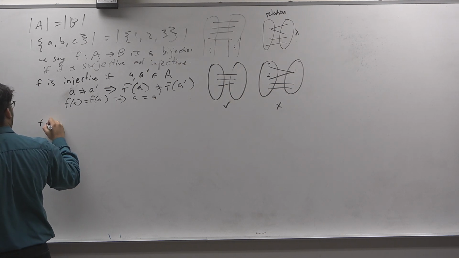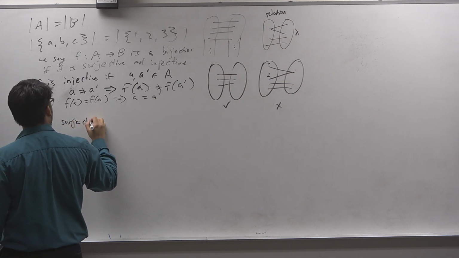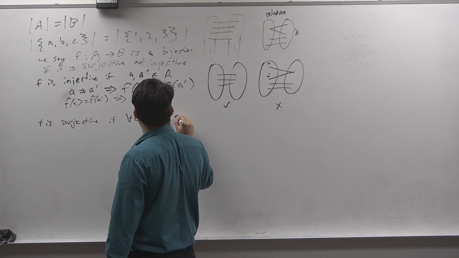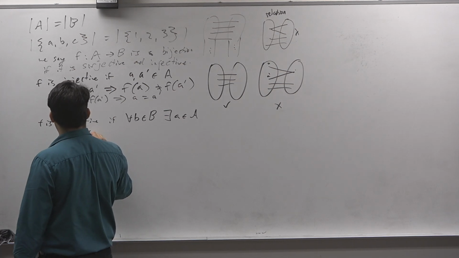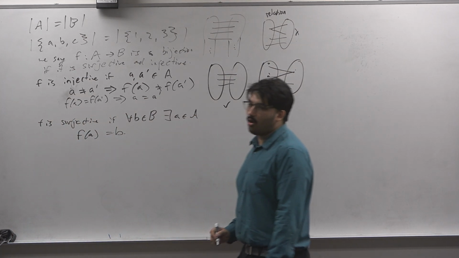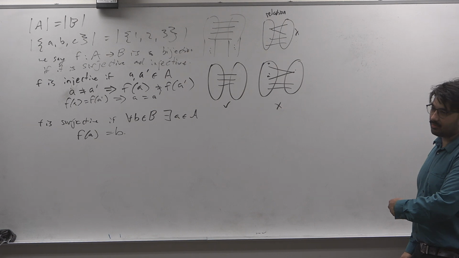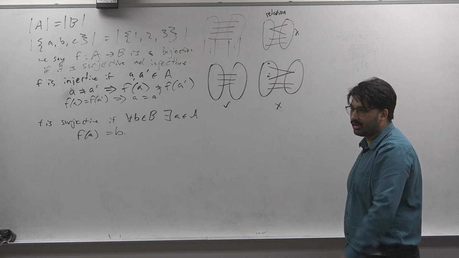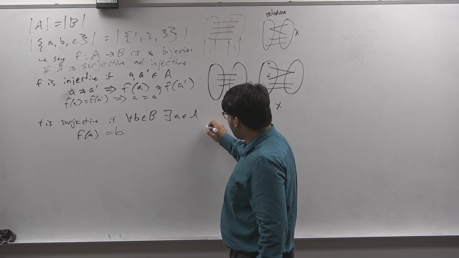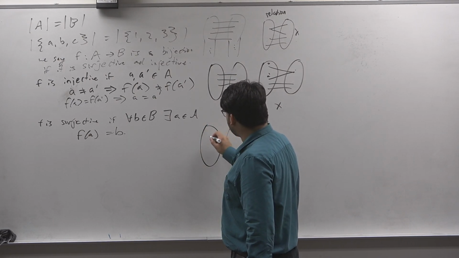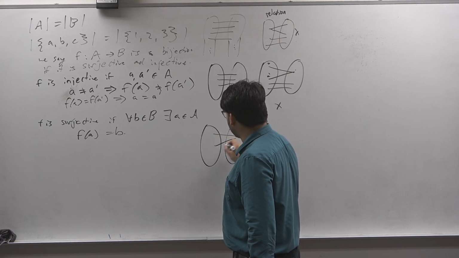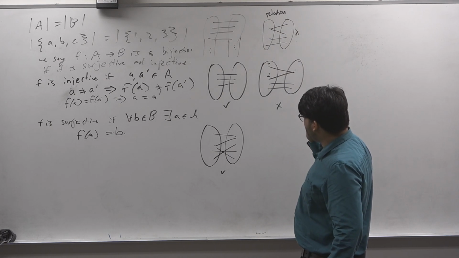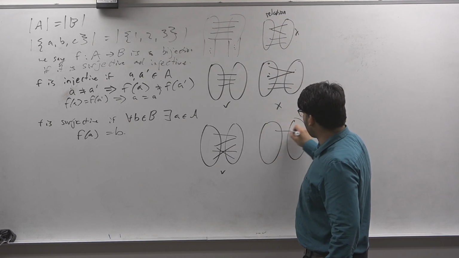F is surjective if for all B in the codomain, there exists an A in the domain such that f of A is equal to B. Everything in the codomain, and the codomain is the thing on the right, the domain is the things on the left. It's the pre. A surjective function looks like this. A non-surjective function would look like this, perhaps.